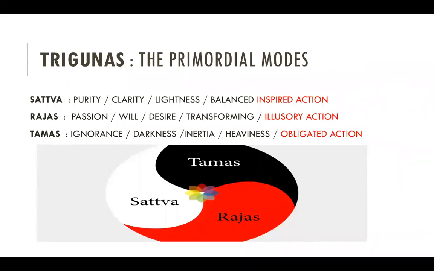Basically, these three things are in varying ratios depending on where we are in our lives, in the individual, in the society, in the consciousness, on the planet, and in the universe on a cosmological scale. So anywhere you look in manifested reality, you're going to find tamas, sattva, rajas.